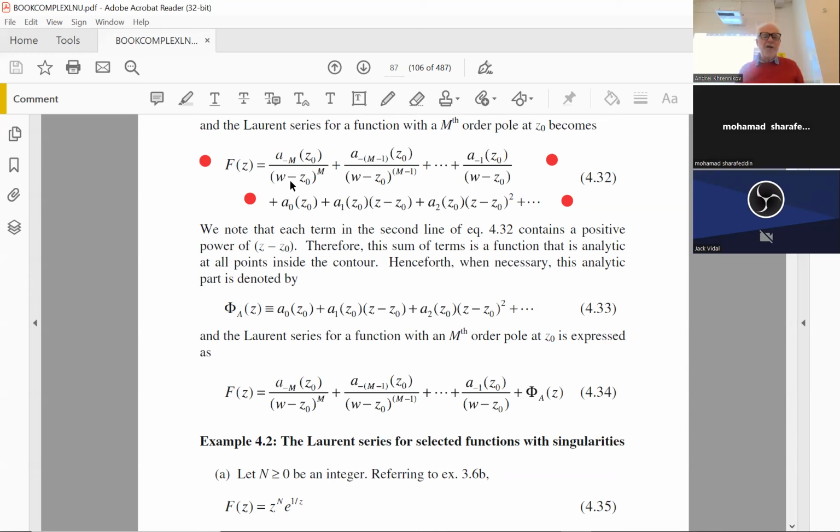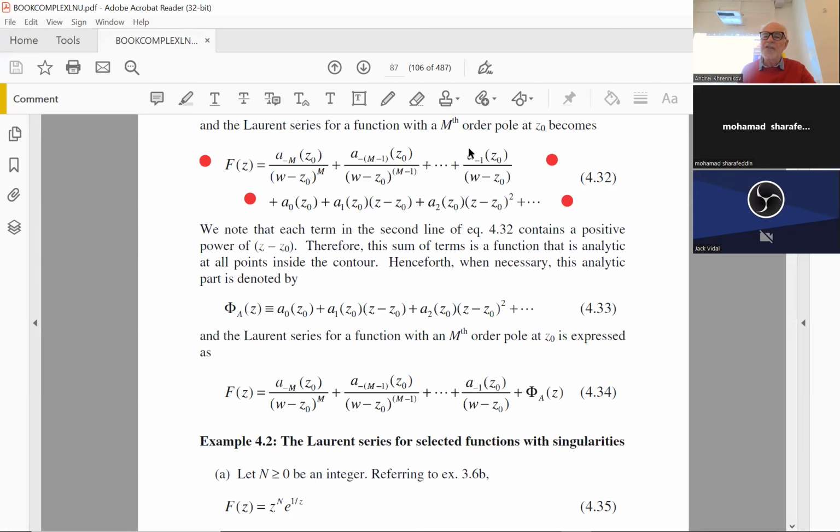I think there is a misprint somewhere. It should be not W, it should be Z. So in formula 4.3.2, in the denominator, you should write not the variable W, but Z, the variable of the function. So here is Z, here is Z, here is Z. For example, if the pole has degree just 1, it would be only this term.